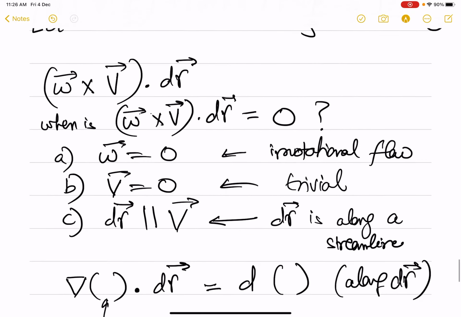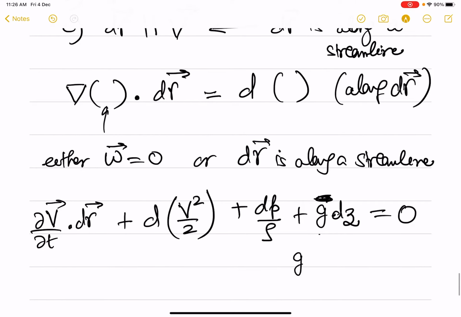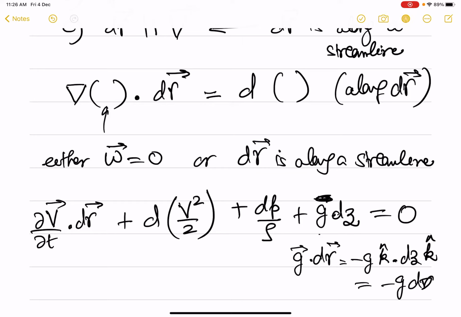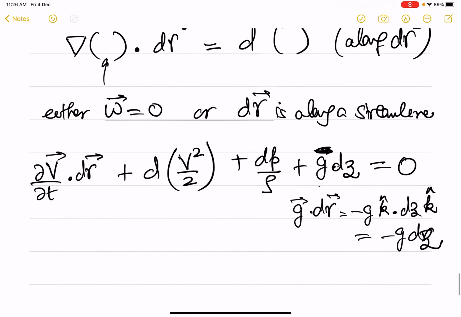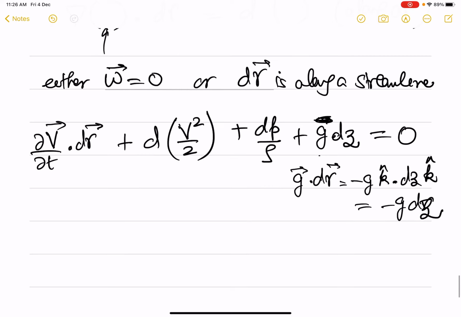will become the gravity vector times dz, equal to 0. There was a minus with G, but then G is equal to minus g k, so G dotted with dr becomes minus g k dotted with dz of k, and this will give you minus g times dz, and because there is a minus sign, this becomes plus g dz is equal to 0. So this is what we are getting from the momentum equation.